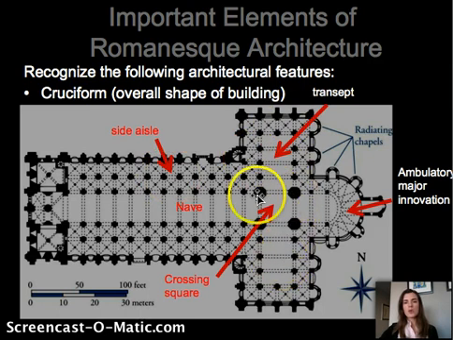And just a quick note, the crossing square really was the way that you would measure different ratios of the church. So for example, this area here between the column and the pier, you have an area that would be half the size of the crossing square, and this area in the side aisle is one quarter the size of the crossing square. So this way all your measurements are related.